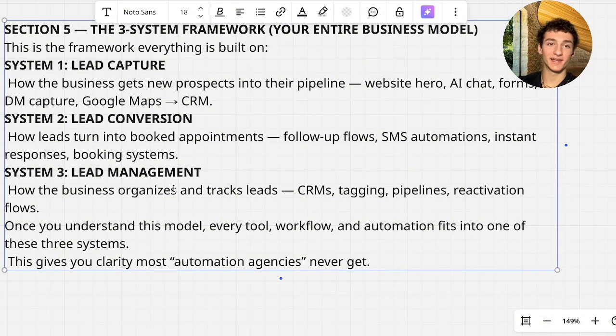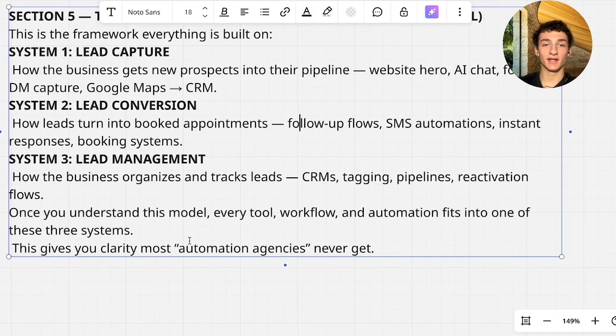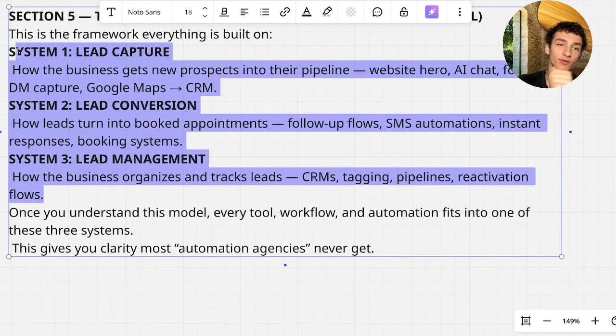All right, now system 3, lead management. So how the business organizes and tracks leads. CRMs, tagging, pipelines, reactivation flows, things like that. A lot of these businesses, I think I mentioned this earlier, are still on pen and paper. So lead management could be huge for them, even just implementing a simple CRM into their business. Again, there's so many different opportunities, but they're all going to fall into these 3.